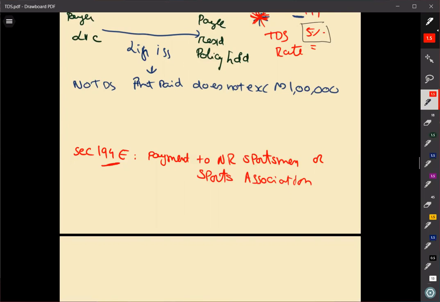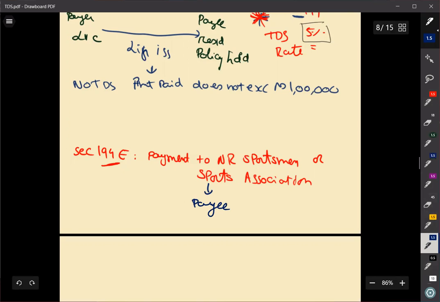Not only ads, say Pollard is writing some sort of articles in Indian magazines about his experience in IPL or whatever it is. So the magazine is giving him some sort of payment. Even then 194E is going to be applicable. So here payer will be there and payee will be there. For this purpose, the payee is nothing but non-resident sportsman or non-resident sports association.